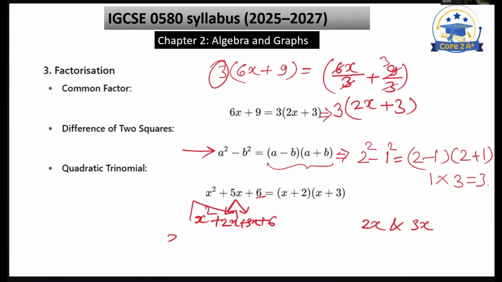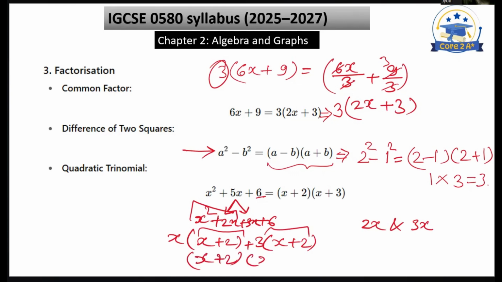Take x common from the first two terms, x plus 2. Now take 3 common from the last two terms, x plus 2. Now x plus 2 and x plus 2, again we have a common factor. So take common x plus 2. In another bracket we have x plus 3. That's your answer. Okay.